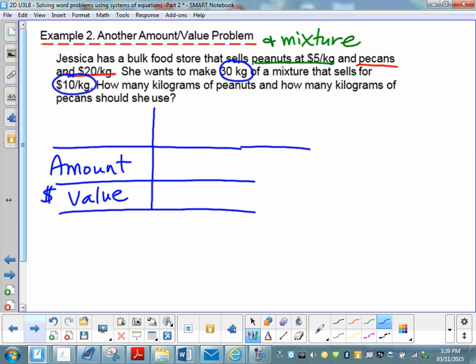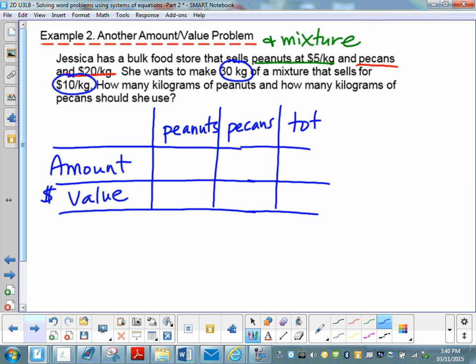In this situation, we are looking at the peanuts and the pecans. And that's what they're asking for at the end: how many kilograms of peanuts and how many kilograms of pecans should be used. And my last column here is going to be total. So let's fill in some information here.